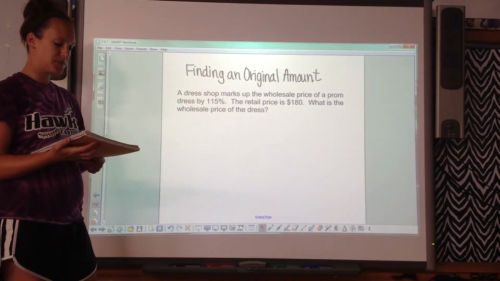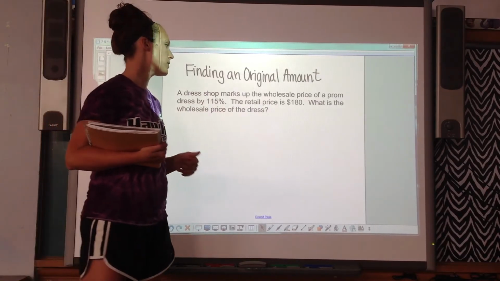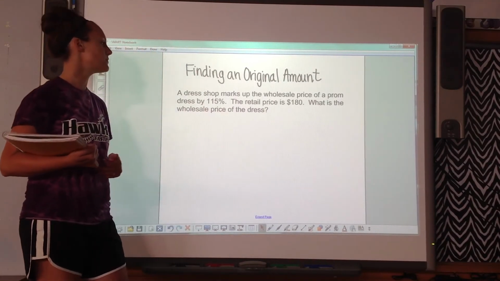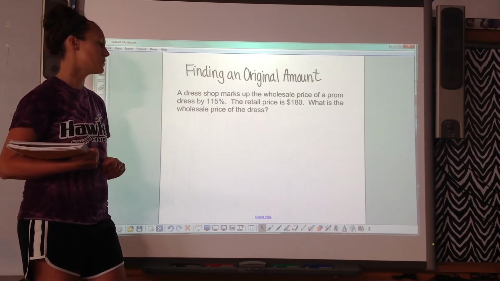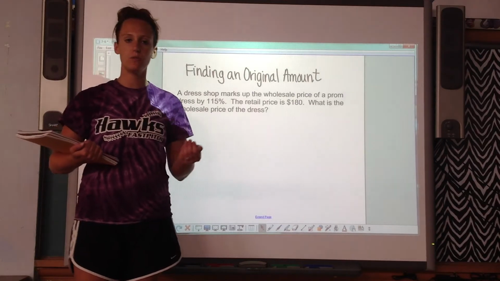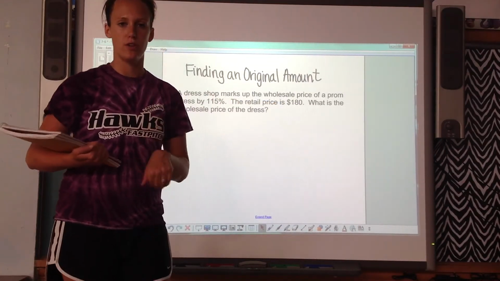So let's read the problem to see what is going on. A dress shop marks up the wholesale price of a prom dress by 115%. The retail price is $180. What is the wholesale price? So we know what they sold it for. They sold the dress for $180. We want to know what they bought the dress for.